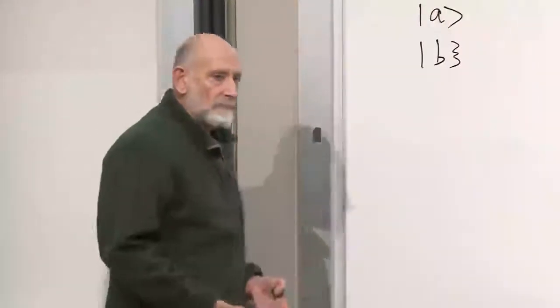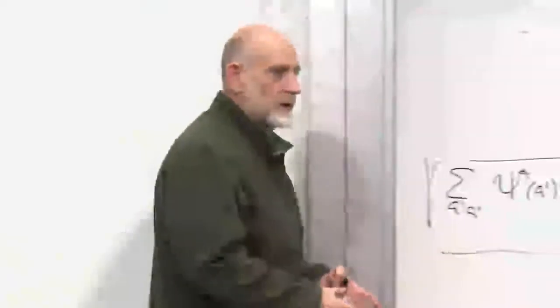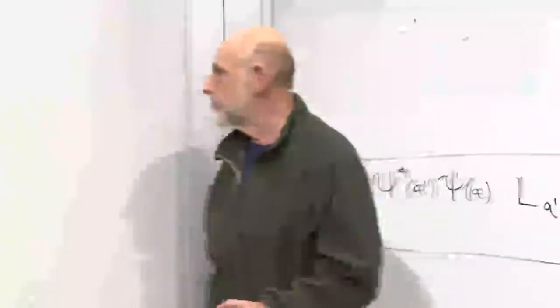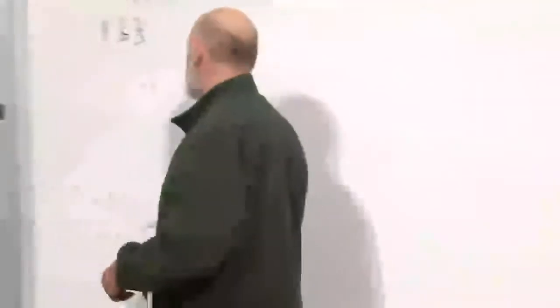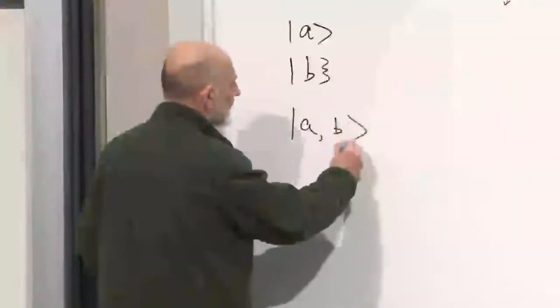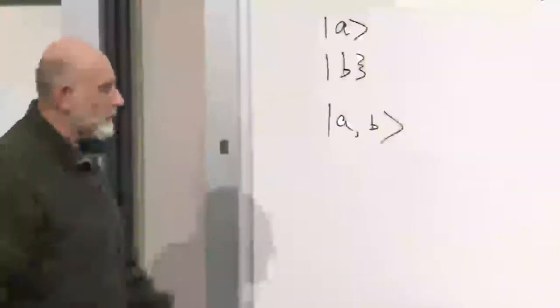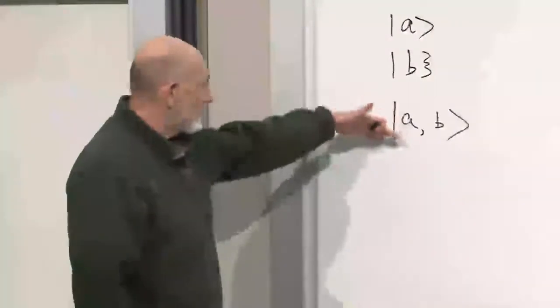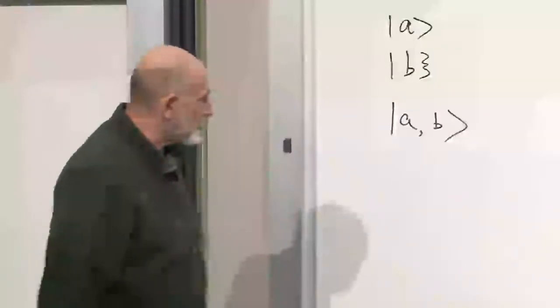But then there's the composite vector space. The composite vector space is the vector space describing the composite system, and that has a basis which consists of an A and a B. When A runs over all its values and B runs over all its values, we have a complete basis of the combined system.